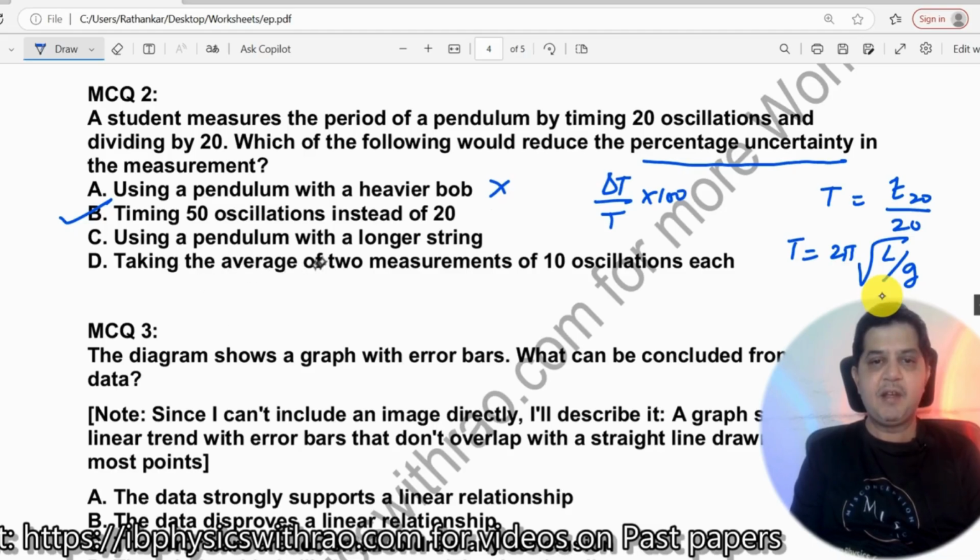Next is using a pendulum with a longer string. T is equal to 2 pi root of L by g. Of course, this will also reduce it because the time period is going to increase. But the effect that you observe here will not be seen over here. It will be much lesser. So comparing these two, I think B should be your right answer. Otherwise, C should also be equally the same. Then taking the average of two measurements of 10 oscillations each. This is definitely incorrect. So B is the right answer.